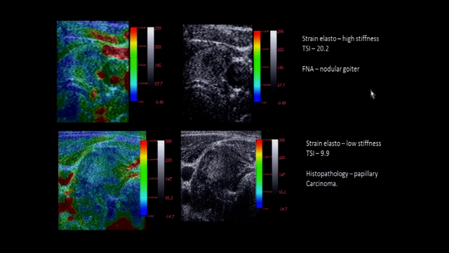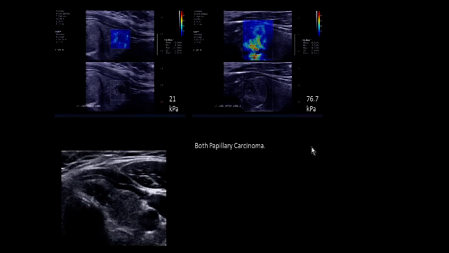So there's a disconnect over here. A lesion with a higher TSI turned out to be benign. A lesion with a lower TSI turned out to be papillary carcinoma. So these are some pitfalls of strain elastography. Similar thing in shear-wave elastography as well. Two lesions, one lesion with a high stiffness value of 76.7 kilopascals, another lesion in the same patient with a stiffness value of 21 kilopascals. But still, these two lesions both turned out to be papillary carcinoma.